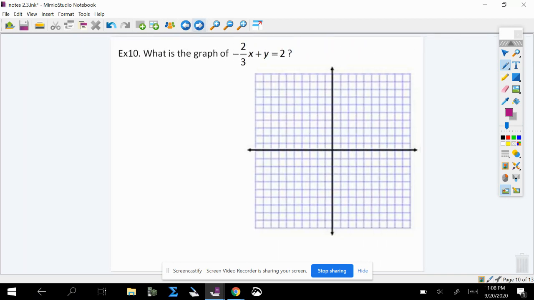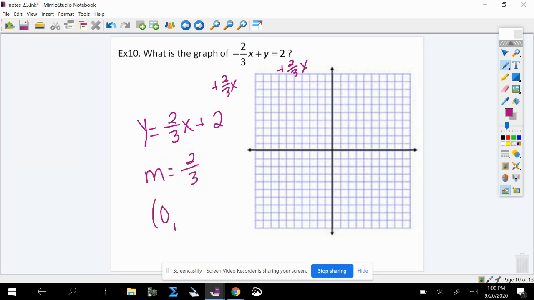This one, again, y needs to be by itself to get started, so I'm going to add 2/3 x to both sides. So I have y equals positive 2/3 x and a positive 2. So that tells me my slope is 2 over 3 and my y-intercept is (0, 2). So on my y-axis, I'm going to go to (0, 2). It does not like me to make a point on my graph like that. So (0, 2). And then I'm going to use my slope to go up 2 from that point and then to the right 3. So I'm going to go up 2 units. I'm going to go right 3 units. And I kind of just count with my pencil. So up 1, 2, over 1, 2, 3 gives me that second point.